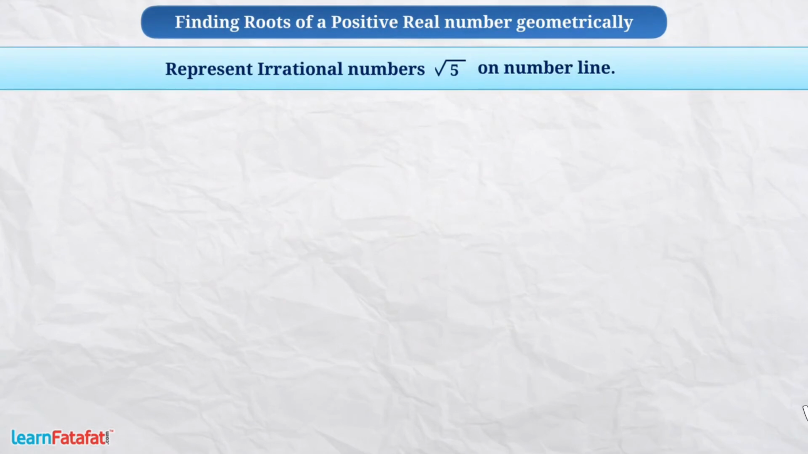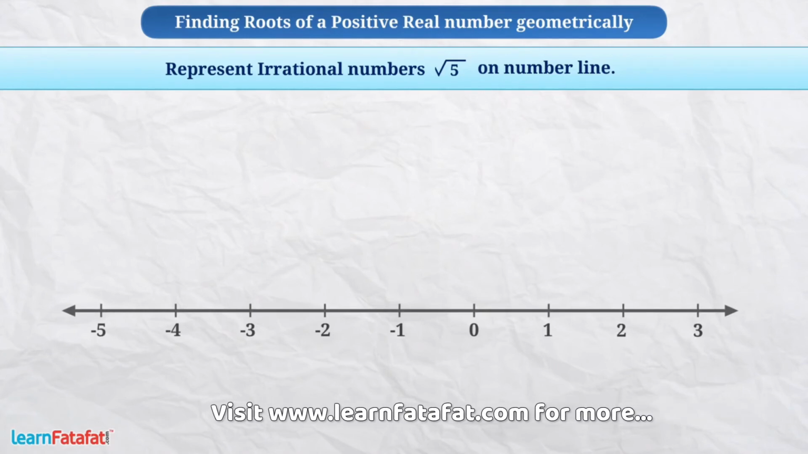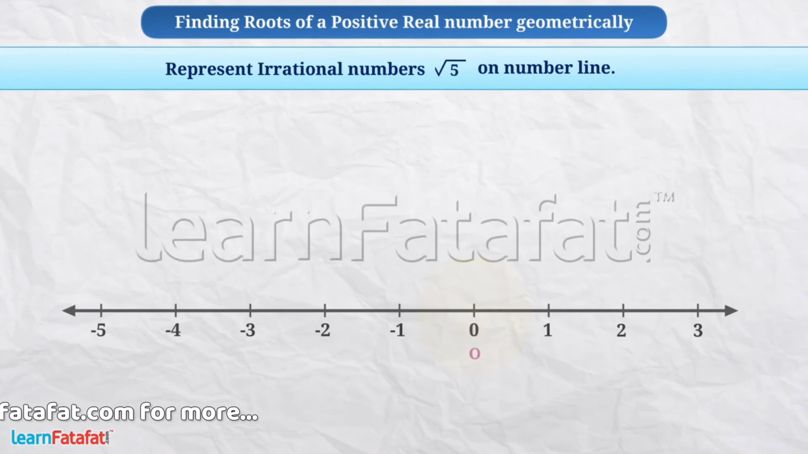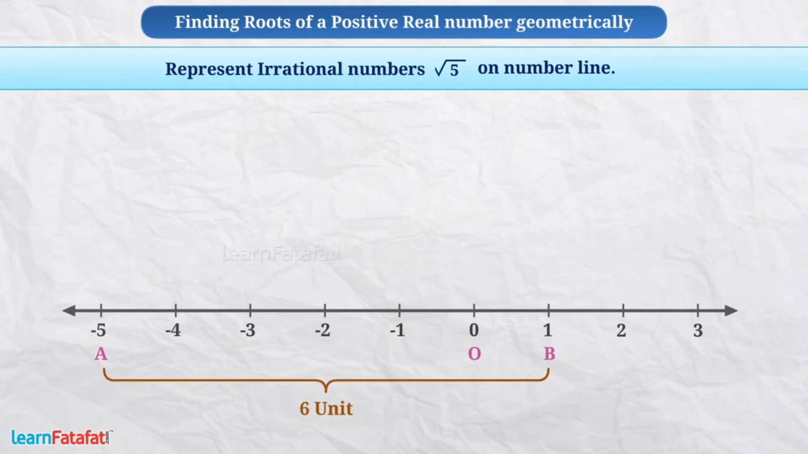We will use the same irrational number, that is √5. Draw a number line as shown. Ensure 5 units to the left of the origin. Mark origin as O. Mark the distance of 5 units towards left of origin as point A. Mark the point B at 1 unit distance towards right from origin. Now the distance AB is 6 units.